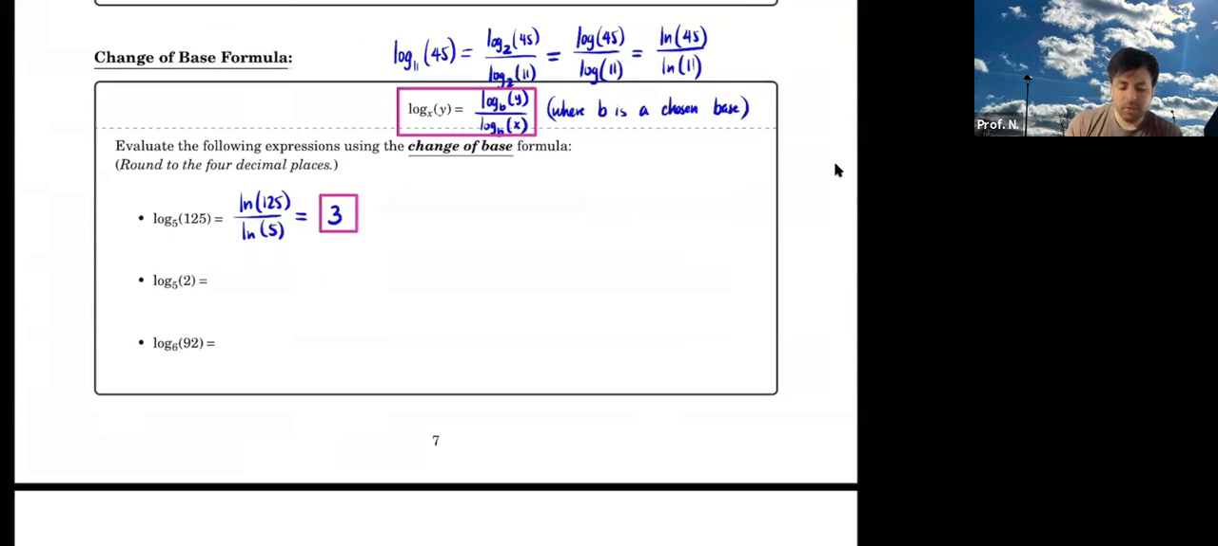Log base 5 of 2. So then here, I'm like, wait a minute. What if I change this base 5 to 2, for example? Then I can write this as log base 2 of 2 over log base 2 of 5. Well, I know what log base 2 of 2 is. It's 1 because it's the same number. Now all I have to do is calculate log base 2 of 5. And can anybody tell me what's 1 divided by log base 2 of 5?